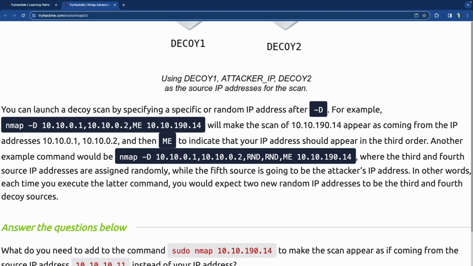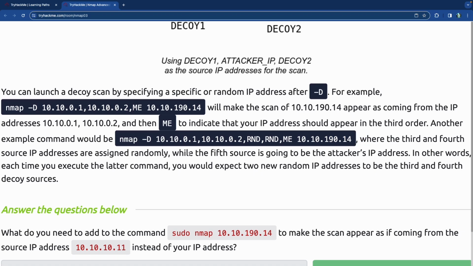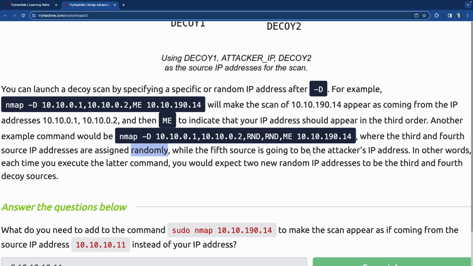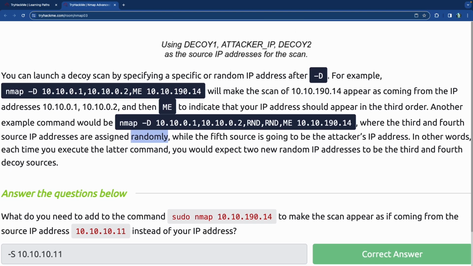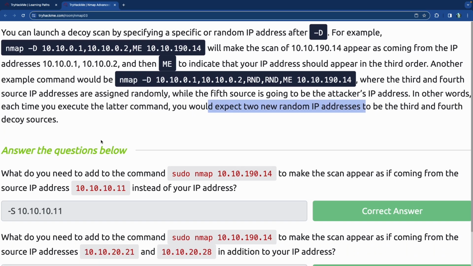So you can launch a decoy scan by specifying a specific or random IP address after -D, for example, the random IP, and then ME, and then it appears to be coming from those IP addresses, and ME indicates that your IP address should appear in the 3rd order. Another example command would be -D 1,2,RND,RND,ME and then your victim, where RND probably stands for random. The 3rd and 4th IP addresses are assigned randomly, while the 5th source is going to be the attacker's IP address. In other words, each time you execute the latter command, you would expect 2 new random IP addresses to be the 3rd and 4th decoy sources.